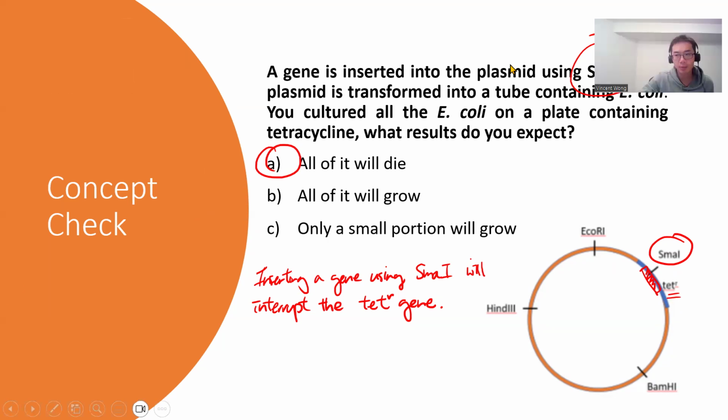Anything you want to ask before I move on to the next concept? So, Vincent, you mean the SmaI will cut the molecule of tetracycline? It will cut right there at the tetracycline resistance gene, and then you will insert your gene right in the middle of it. So now the tetracycline resistance gene is disrupted. Okay, thank you.